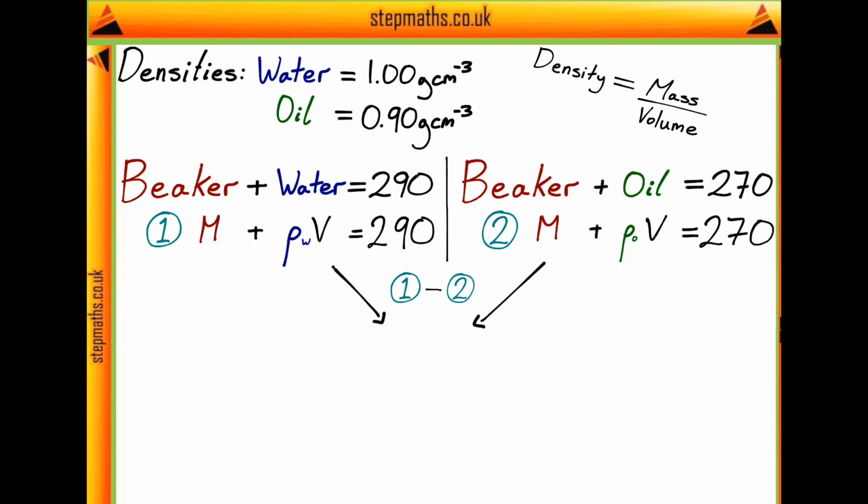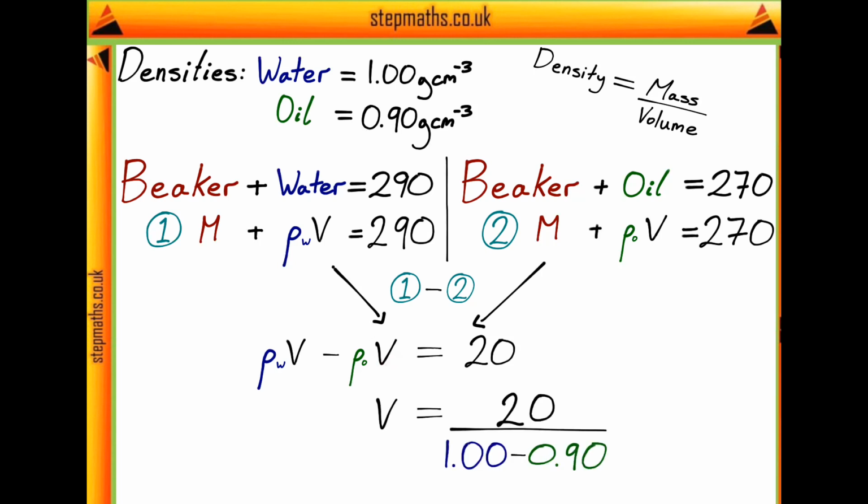We can then eliminate M from both of these equations to get an equation which just has V as the only unknown. We can rearrange and solve this to find that the volume of liquid in our beaker in each case is 200 centimetres cubed.